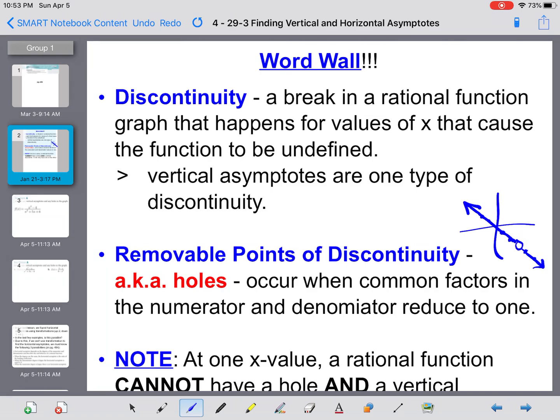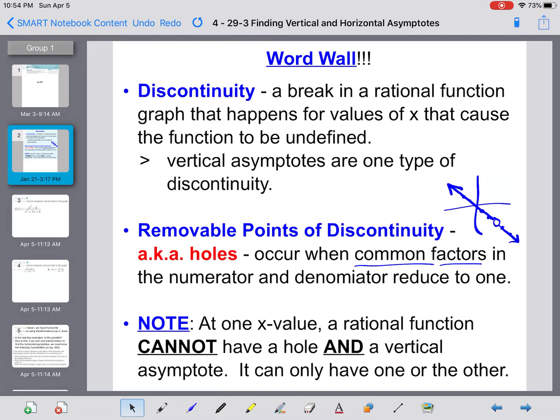So that's what we're going to see on our graphs today. When this occurs is when you have common factors in the numerator and denominator that reduce to 1. Okay, so I'll show you in a few examples how that looks and how you know when you have a hole.